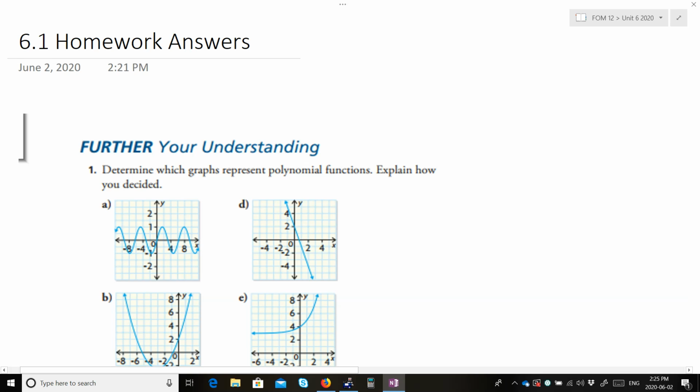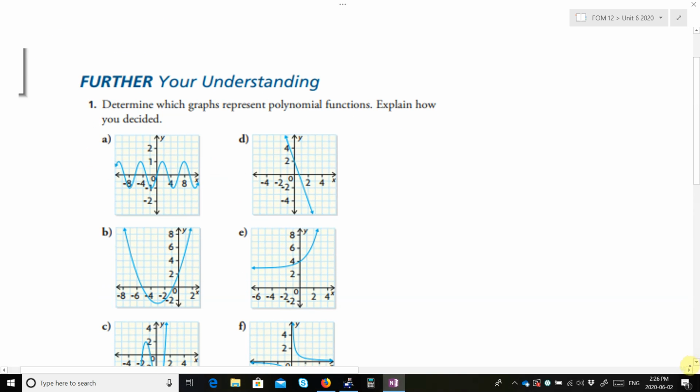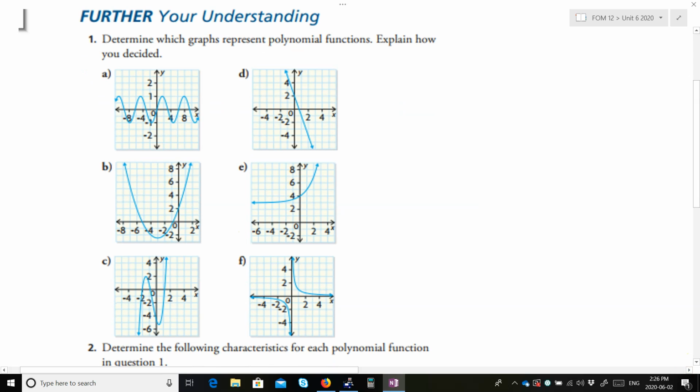It was from page 383, numbers 1 to 4. And this is what it looks like. I may have to do some of the answers down below where I have more space, but I wanted to be able to see these graphs for number 1. It says, determine which graphs represent polynomial functions.